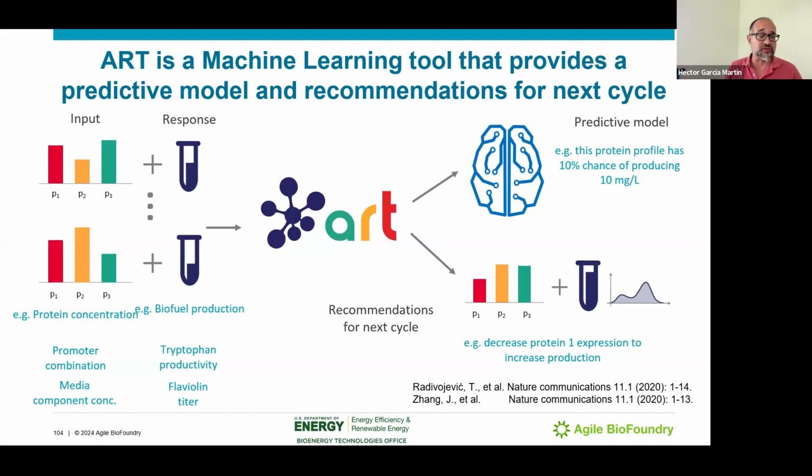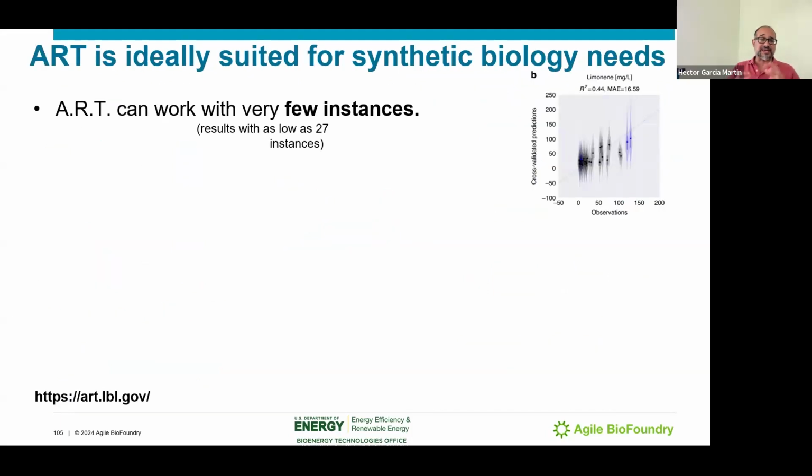It's very general, and we use it for a variety of different projects, and I'll show you some of them. If you go to the next slide, you'll see that ART is ideally suited for synthetic biology. Firstly, because it can work with very few instances. We've actually gotten good results in active learning with as few as 27 instances, which is rather unusual.